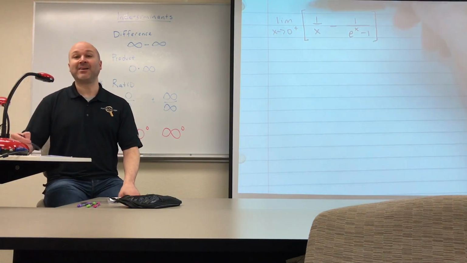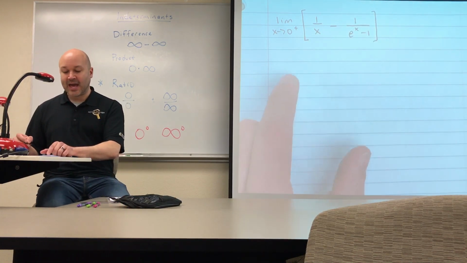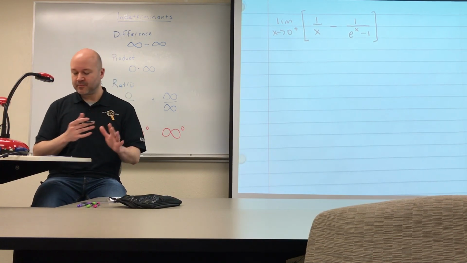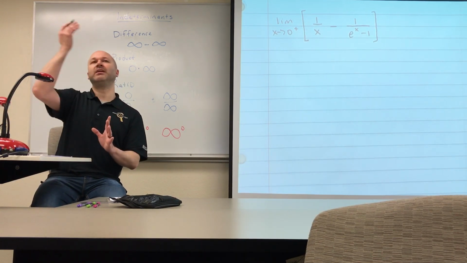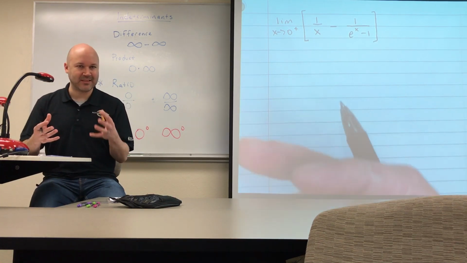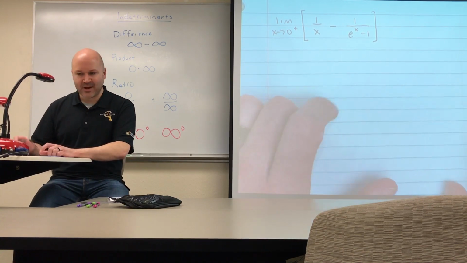All right, I've got this function, 1 over x minus 1 over e to the x minus 1, and I want to know what's happening as x approaches 0 from the right. So is it going to infinity, diverging? Is it going to go to a number, L, so I can say the limit is a number? What's going on? I think I'll try direct substitution.